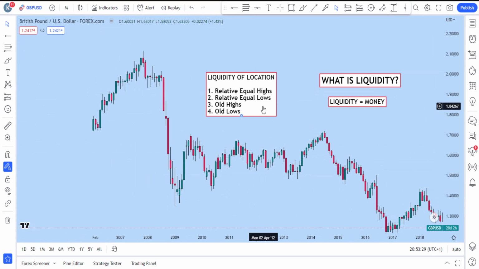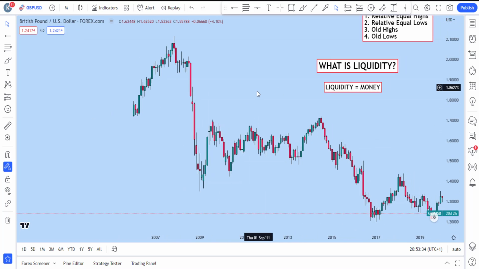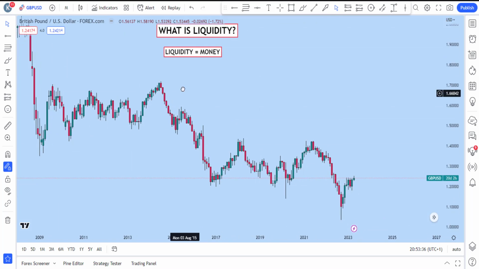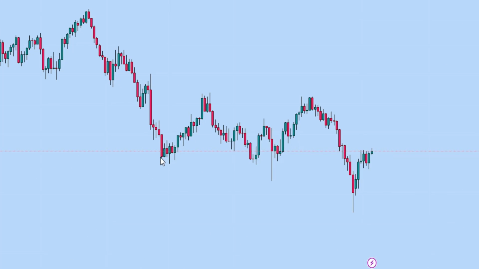So let me go to the chart and I'm going to show you where you can literally see liquidity residing. Okay, so when we come here, this is the monthly time frame. I want to make sure that I get everything right for you. Look at what we're saying. Can we see relative equal lows right here, this area?